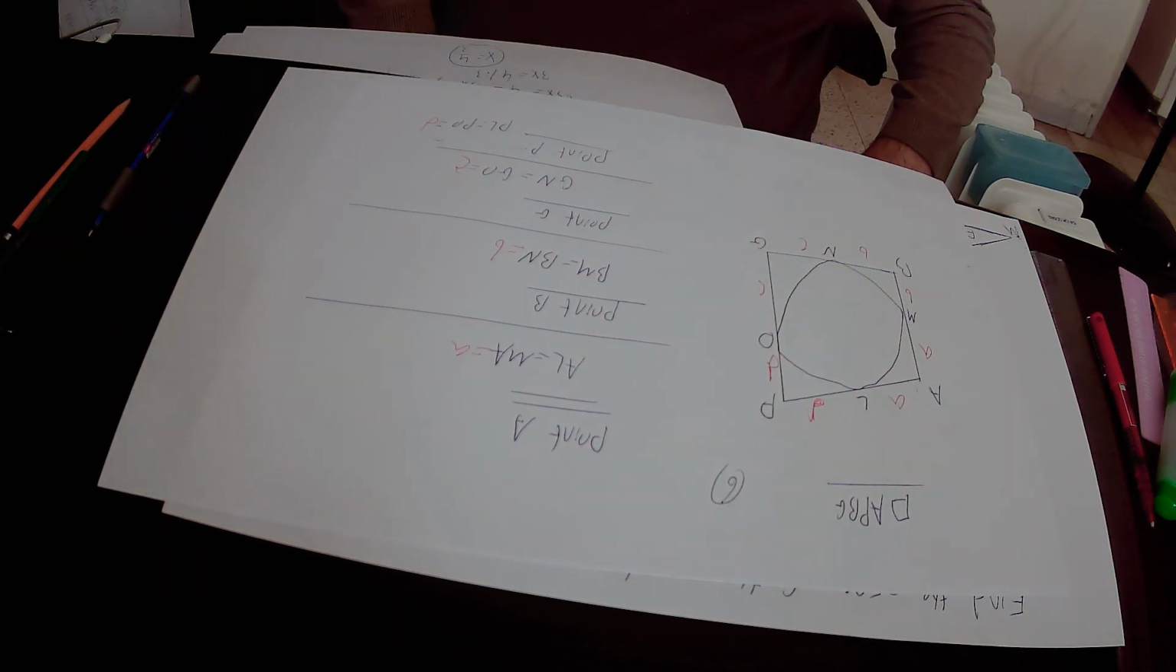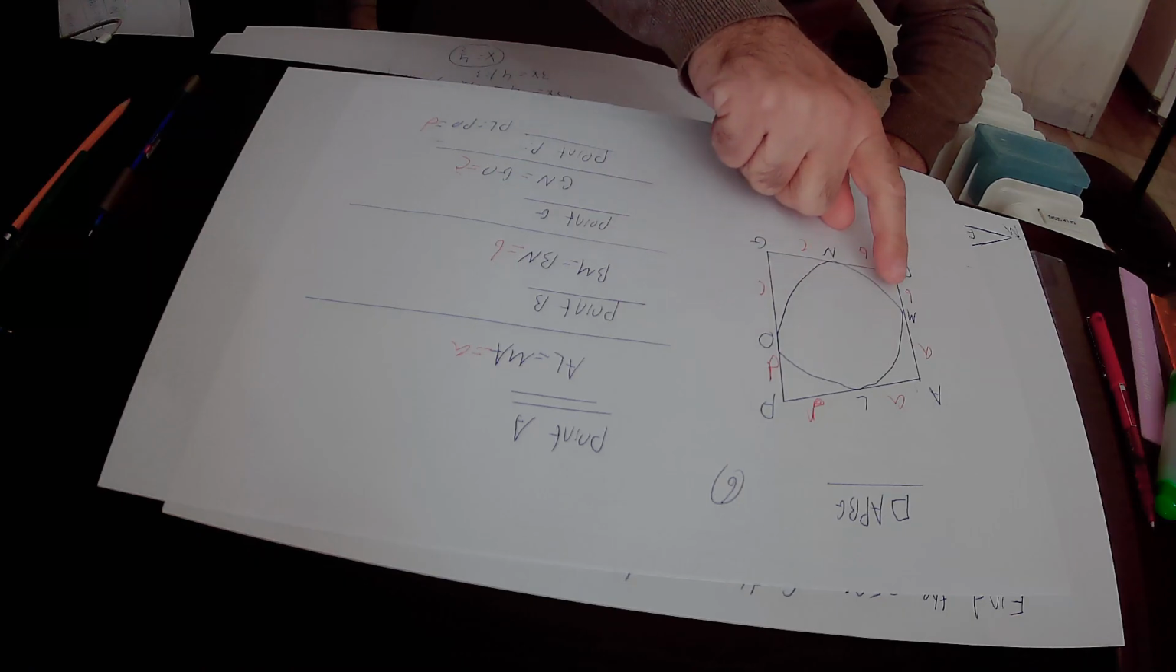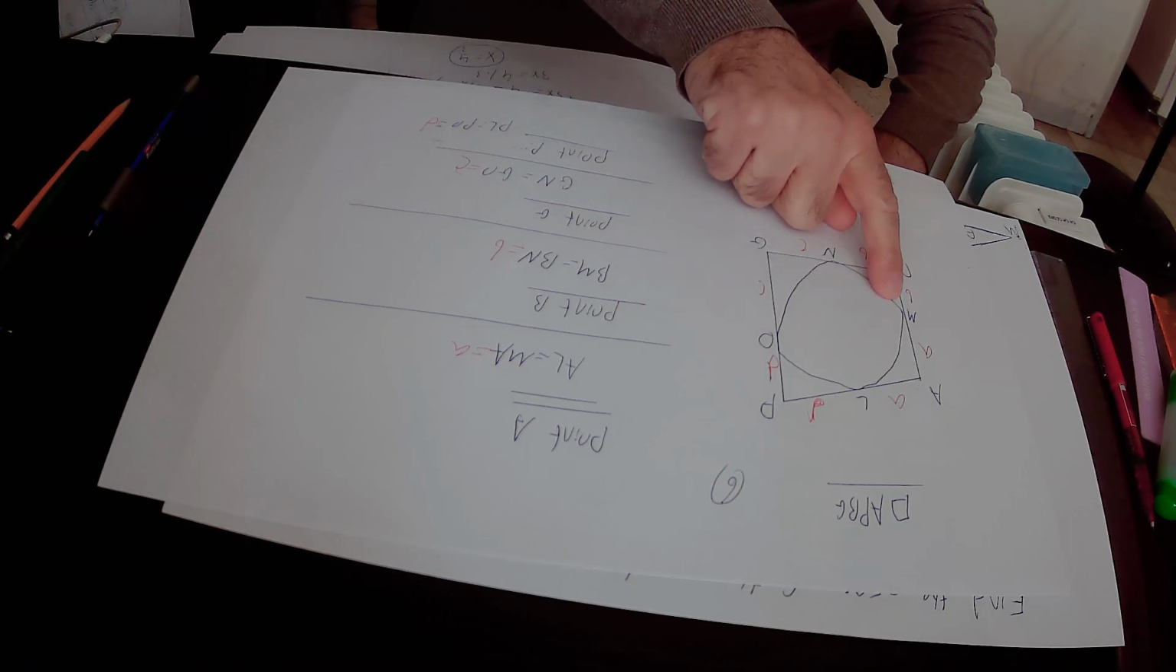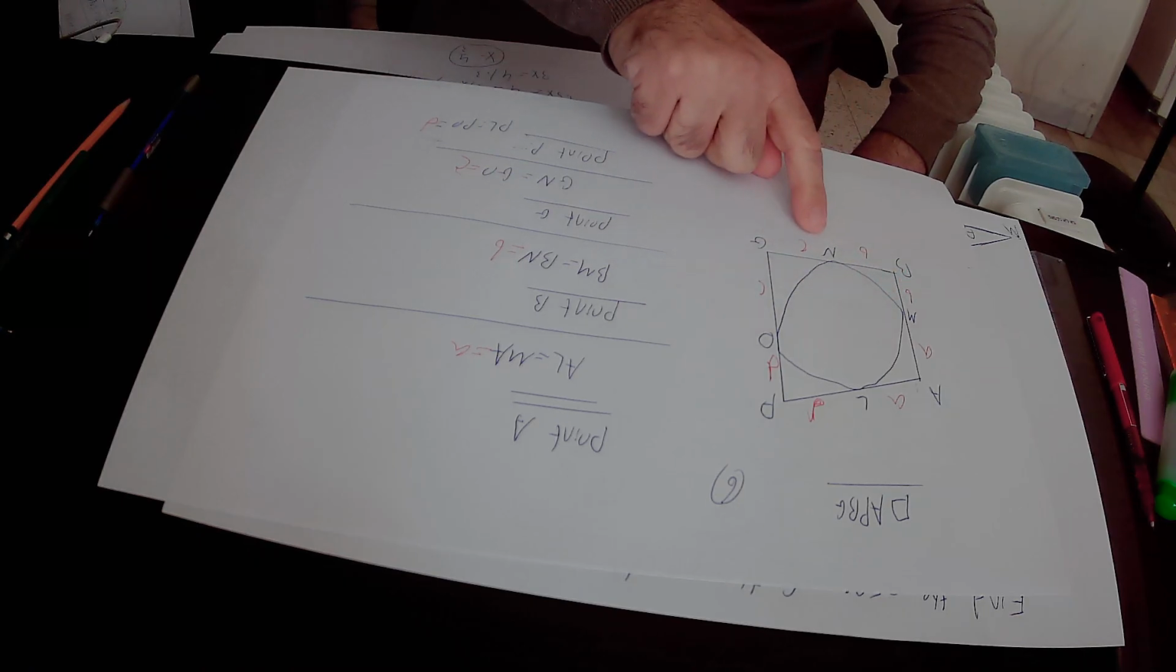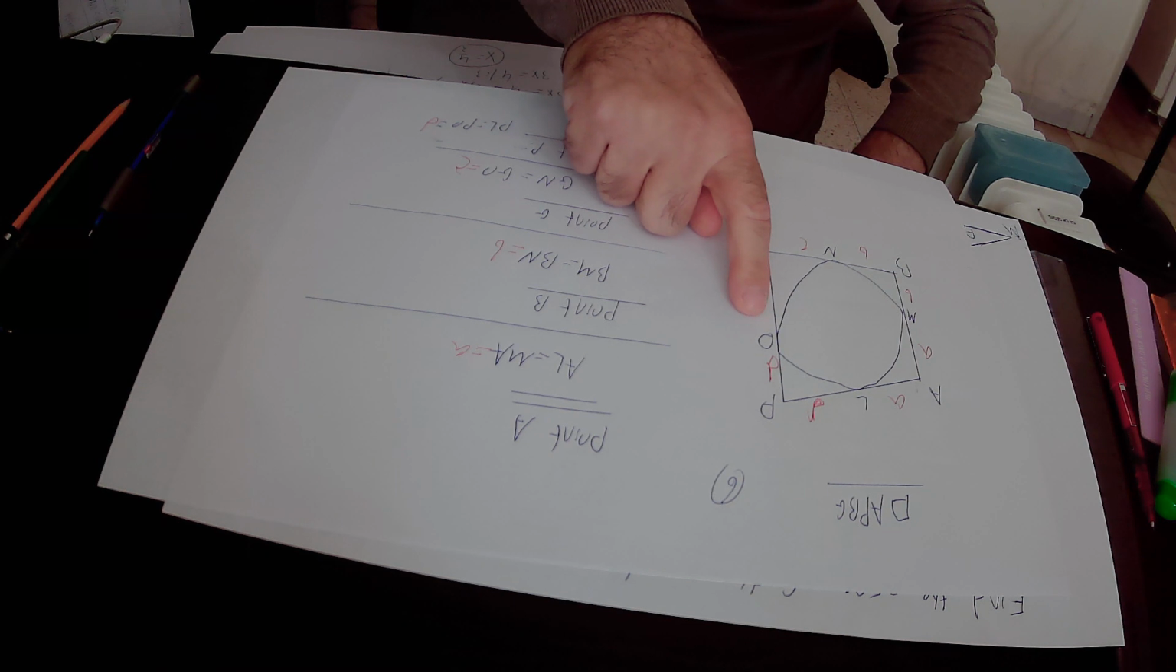So here the circle touches the quadrilateral in 4 points. That is to say, we have 4 points of tangency between the circle and the quadrilateral. We define the first point of tangency as L. We define the second point of tangency between the quadrilateral and the circle as M. We define the third point of tangency as N. And finally we define the fourth point of tangency as O.